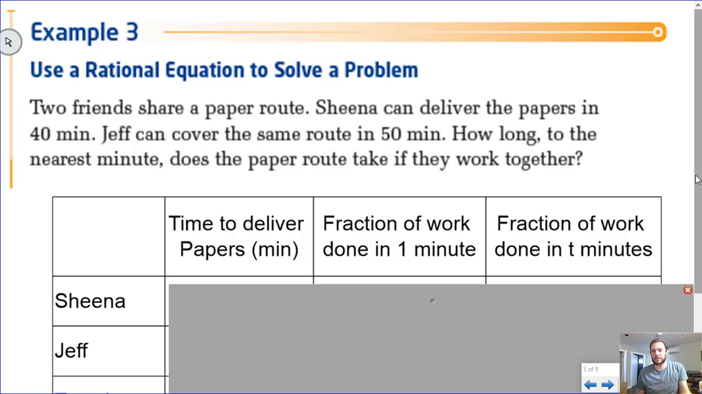So here's my first example. Two friends share a paper route. Sheena can deliver papers in 40 minutes, and Jeff can cover the same route in 50 minutes. How long, to the nearest minute, does the paper route take if they work together?